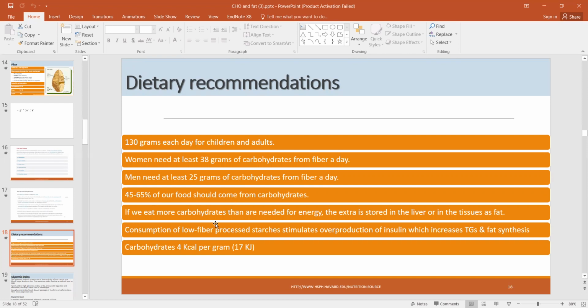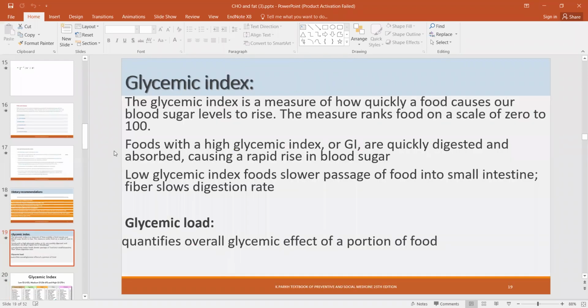If we eat more carbohydrate than is needed for energy, the extra is stored in the liver or in the tissue as fat. Consumption of low fiber processed starches stimulates overproduction of insulin, which increases triglyceride and fat synthesis. Carbohydrates give almost 4 kilocalories per gram of energy to the body.